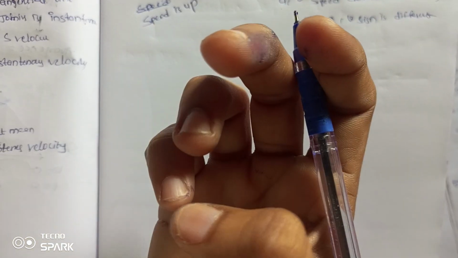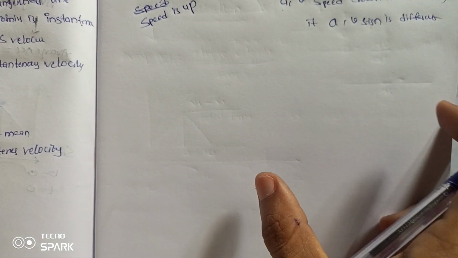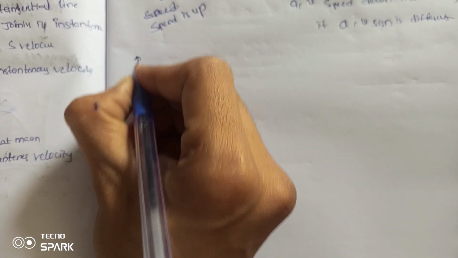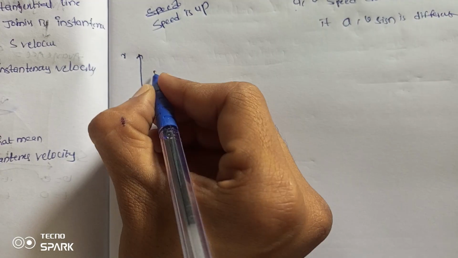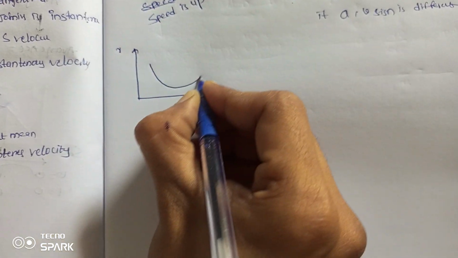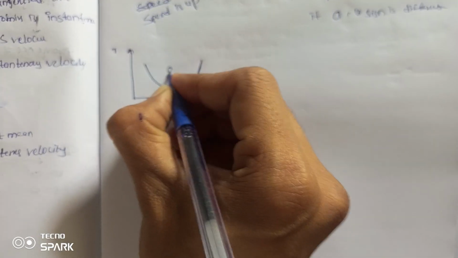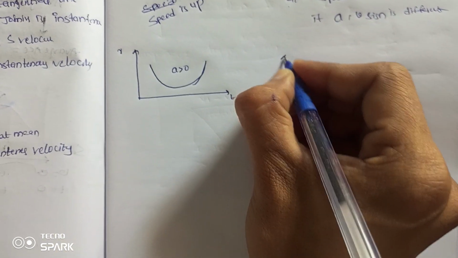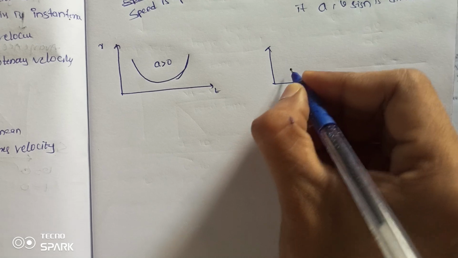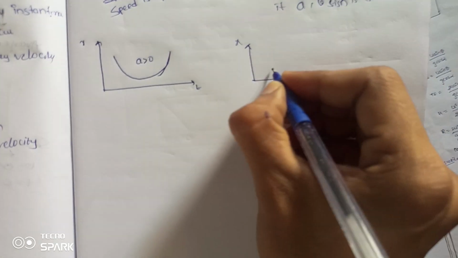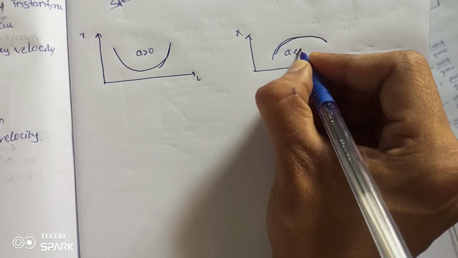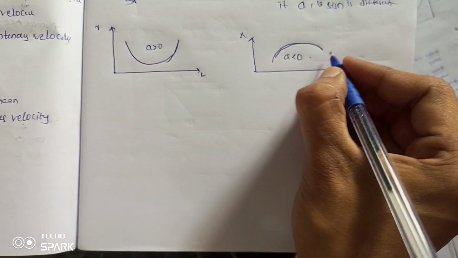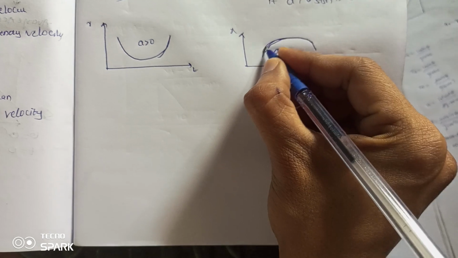Next, to discuss acceleration positive and acceleration negative. Next graph: suppose we draw an xt graph in this shape, the acceleration will be positive, and suppose we draw an xt graph in this shape, the acceleration will be negative. Okay, is it okay?